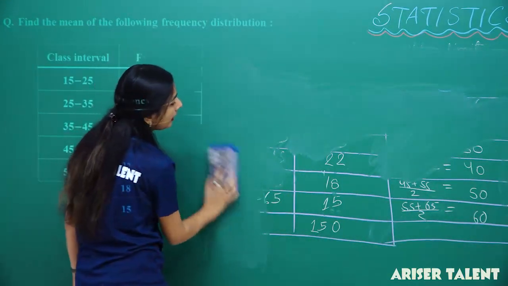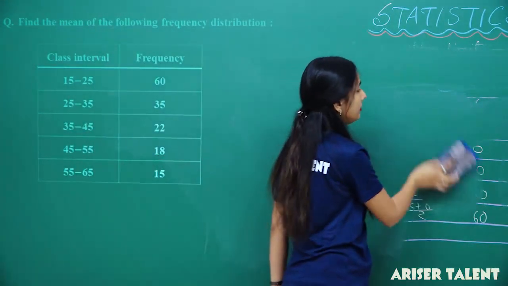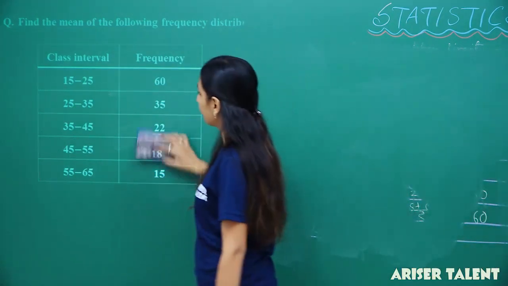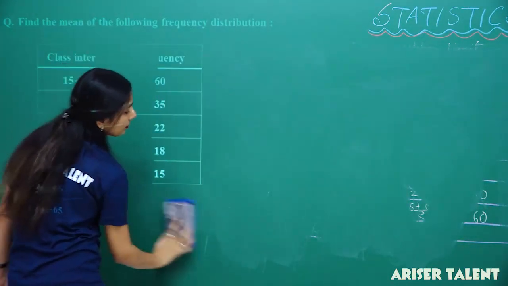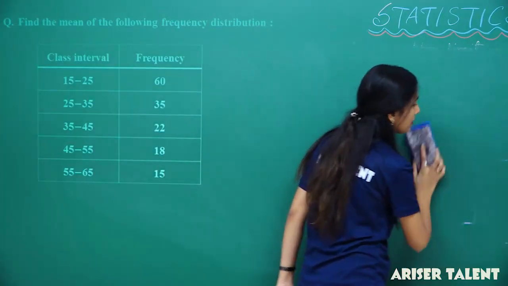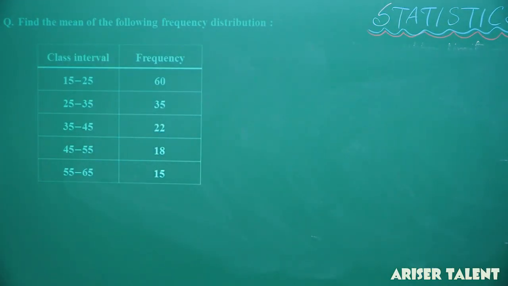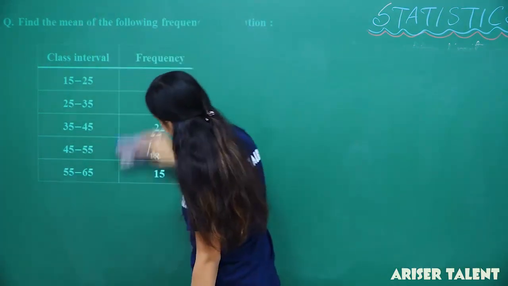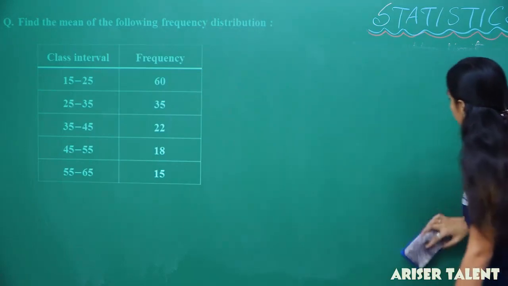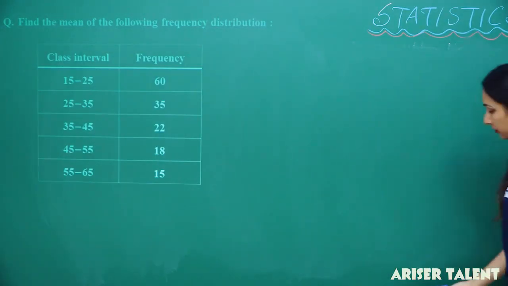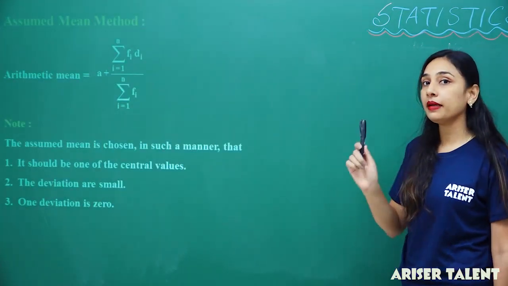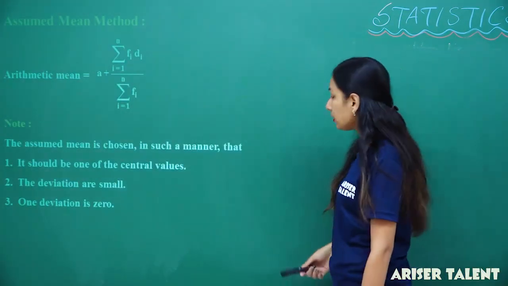Now you are having some time for assuming things. Understood what I want to say? We are moving towards the next method. Next method is about to start. Right. So there is a next topic which is assumed mean method. What is it? Assumed mean method.